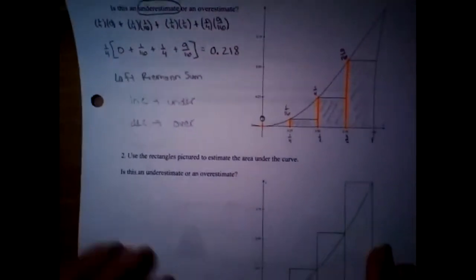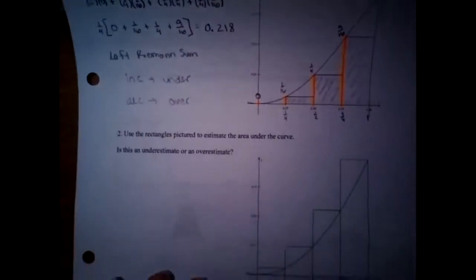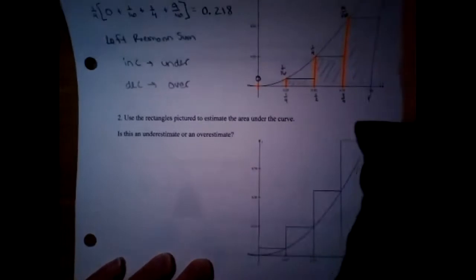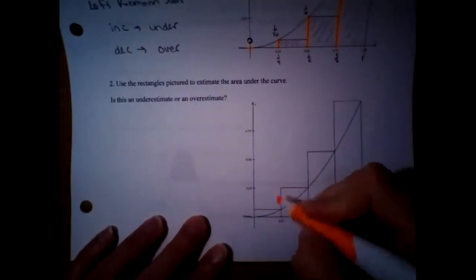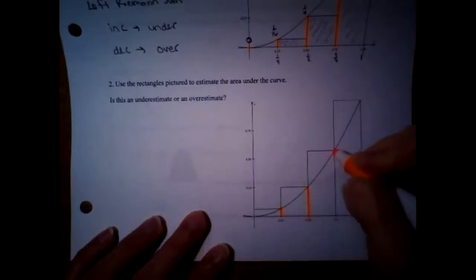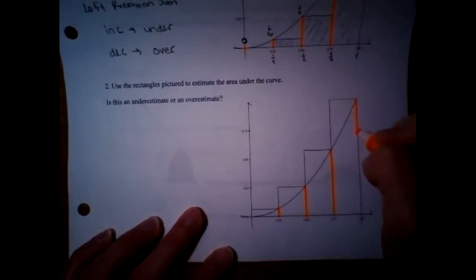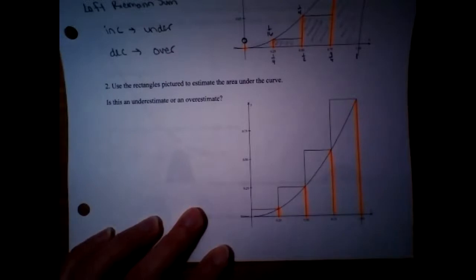So now we're going to repeat that process. This one, spoiler alert, is going to be a right Riemann sum. So if you want to highlight, we have the same function, the same 4 subintervals. This time, to get the heights of the rectangles, we're going to use the right side of the subinterval.